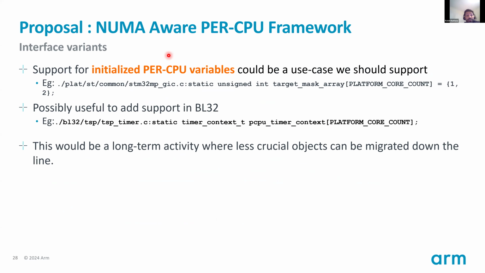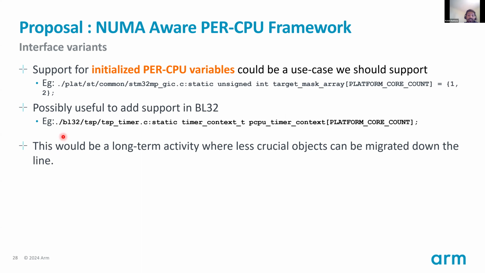An interesting use case is something from our current source code where it's using initialized per-CPU variables. So this 1 and 2 is showing that we have it initialized. This is also something we can think about if it's worth adding support for. BL32 has some references to per-CPU objects. So there's platform core count, and this is basic from the BL32 code. So it might be useful to have support for BL32 also in the future, something we can think about.